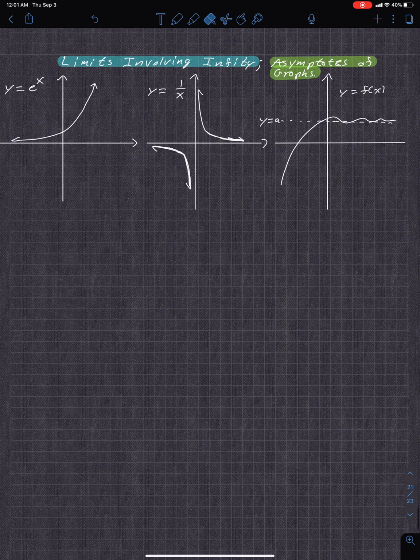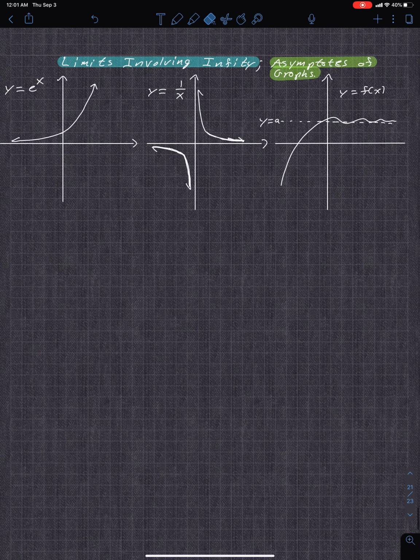So here are some examples of the ones we just did. So e to the x has a horizontal asymptote. Oops, I didn't mean to erase that. I meant to use that. There's a horizontal asymptote here. So you're getting closer and closer to 0 as x approaches negative infinity. So you'd be able to say the limit of e to the x as x approaches negative infinity equals 0. Okay, this one, you have both cases.